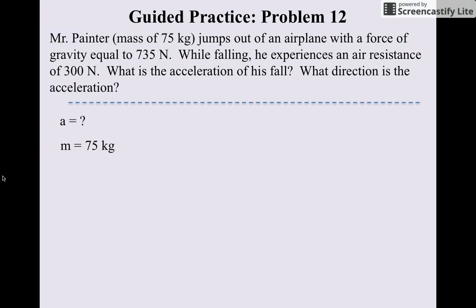What are we given? Well, you see the 75 kilograms is a mass. You see two forces because two numbers have newtons with them. So 735 is the force of gravity or weight. So that's what it explicitly calls it. And then it says you're experiencing an air resistance. So that is F air, 300 newtons.